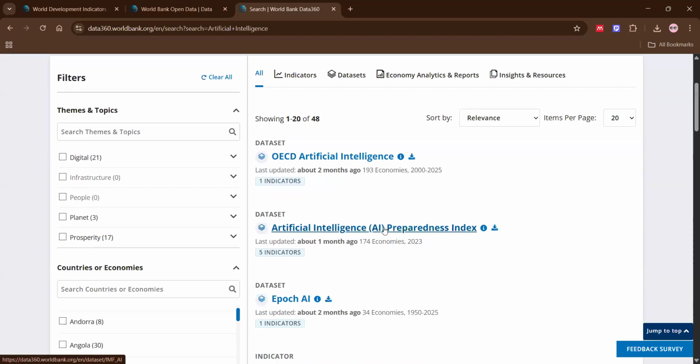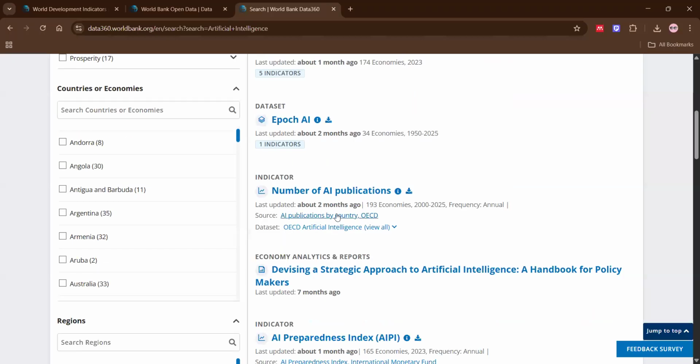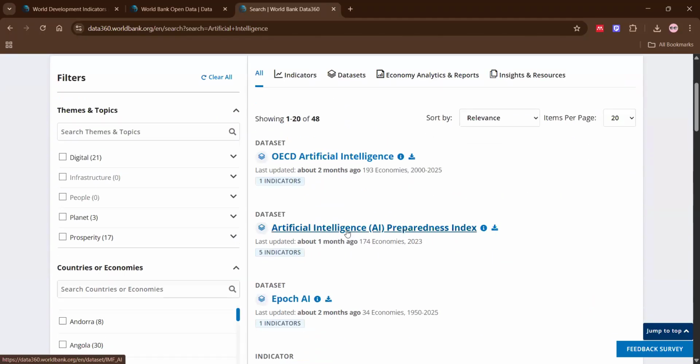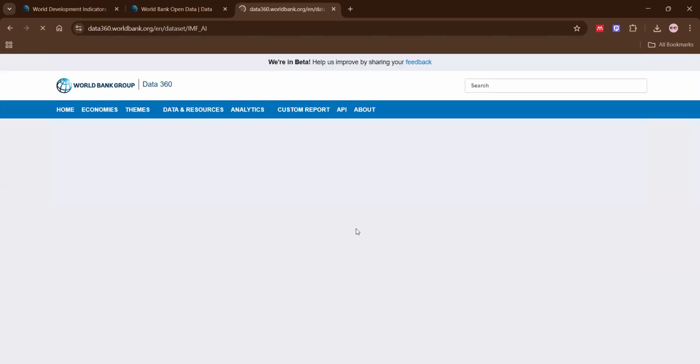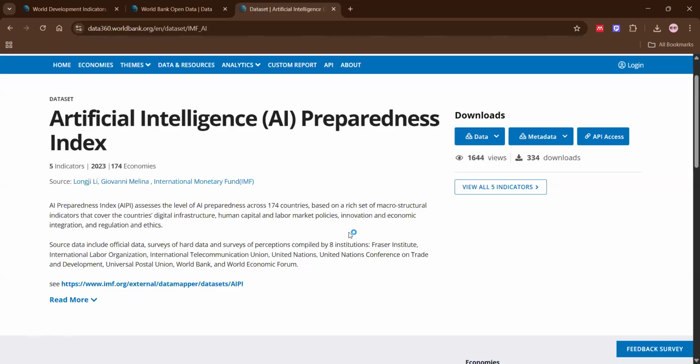I have the artificial intelligence preparedness index from Epoch AI. These are all databases, so you can download them. This means they have created an index for AI preparedness, on how countries are prepared for AI adoption. They have an index for it, and that's it.